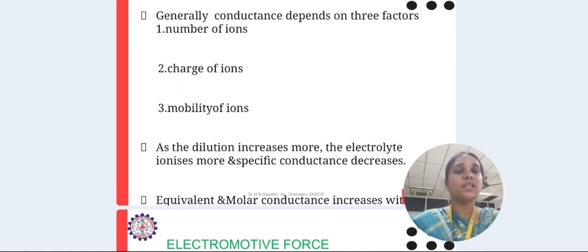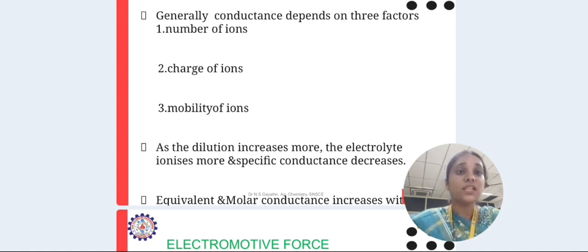In previous videos we have seen what conductance, non-conductance and the types of conductance are. Today we are going to see the effect of dilution, how dilution affects the conductance. Generally, conductance depends on three factors. Many other factors occur, but the major factors for conductance are these three: the number of ions, the charge of ions and the mobility of ions. These three factors play an important role in conductance.